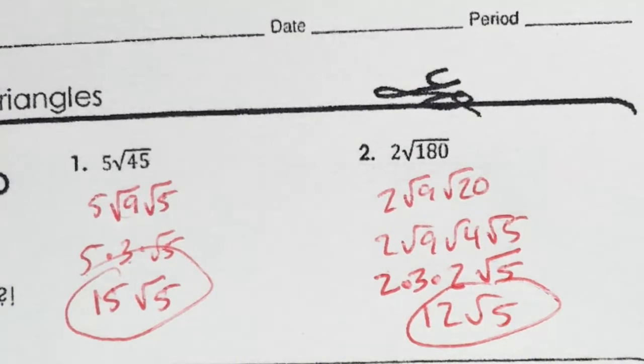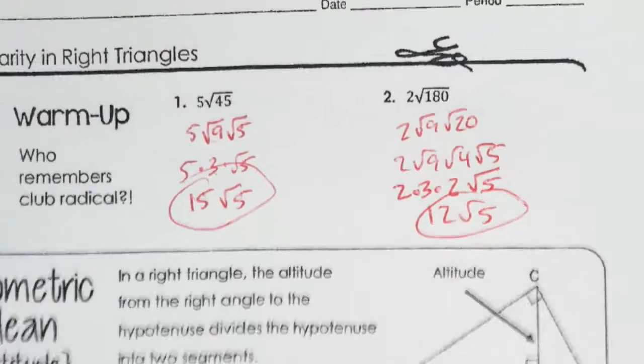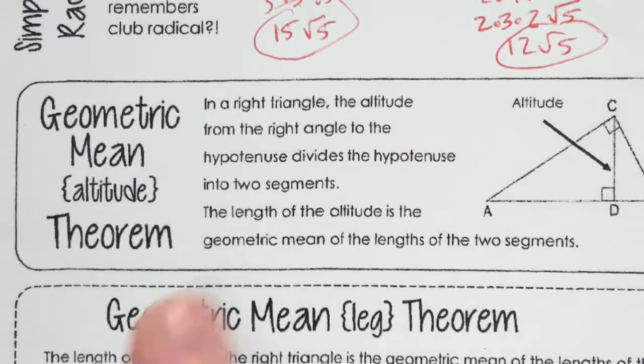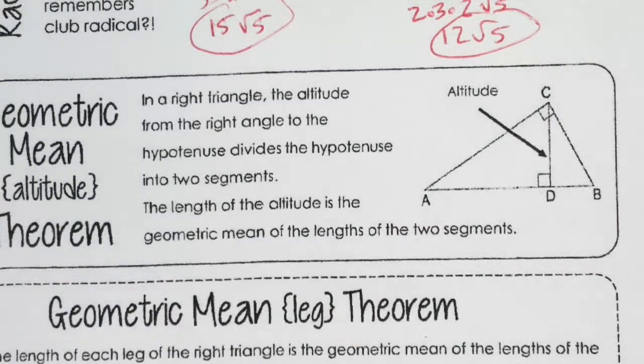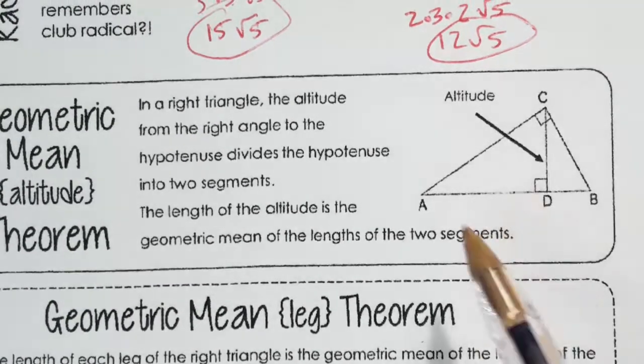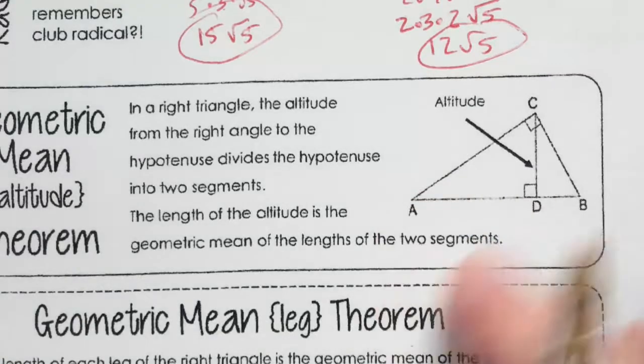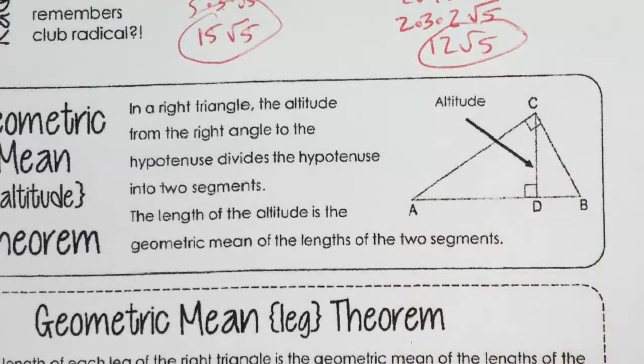Okay, now let's get on to heartbeat and boomerang. Now, this is geometric mean, altitude. So there's a bunch of different names for this, but we like to call it heartbeat and boomerang. What they're saying is you're comparing like triangles. That's what's going on right here.